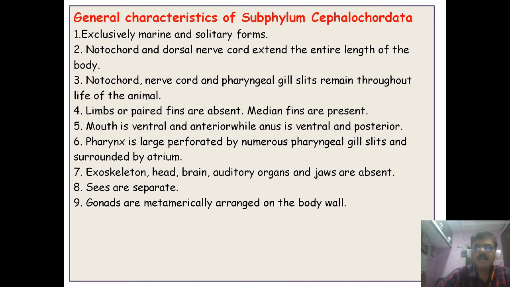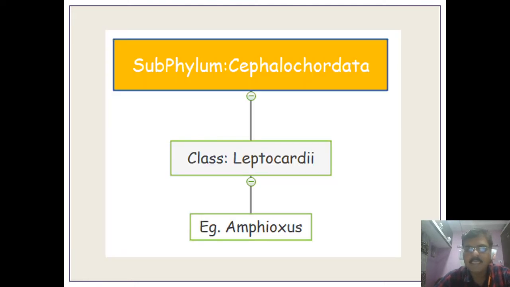Then the next subphylum is the Cephalochordata. We have already discussed the Cephalochordata. Cephalic means head region, where the notochord runs from the head region to the tail region. What are the characteristic features? On the next page you have to write down the general characteristics of subphylum Cephalochordata.